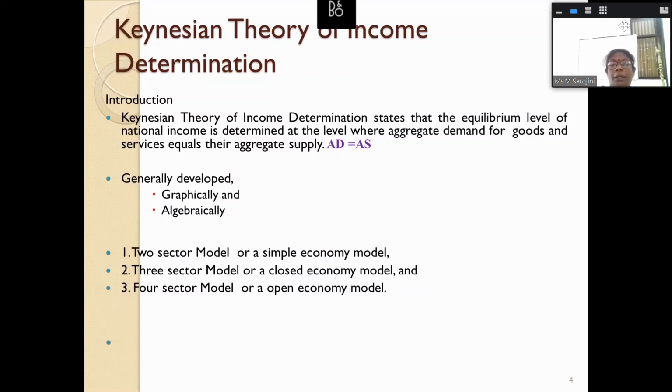Under this method, there are three models. The two-sector model, that is we call the simple economy model, and the three-sector model, that is the closed economy model. Also, the third one is the four-sector model. Four-sector model means with the three-sector model, we are incorporating the external sector or the foreign sector, that is the export and import activities. Right? Again, under the three-sector model, there are around four sub-models also. Now let's go one by one, right?